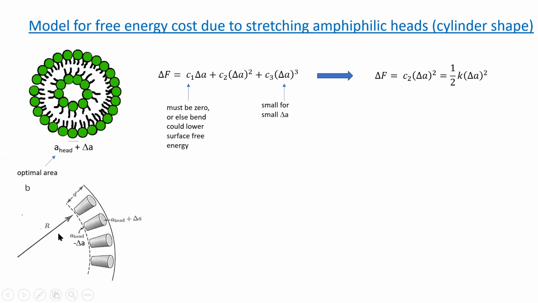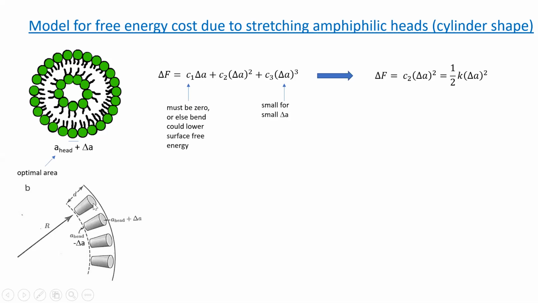Okay, so what can we do next? Well, if we think about expressing this delta A a little more closely in terms of the geometry, we see that this outer layer has, in this depiction, a radius r, and the chain d is the length of the hydrophobic tail. And so when this is curved along one direction, this curvature only occurs along one direction of these circles.